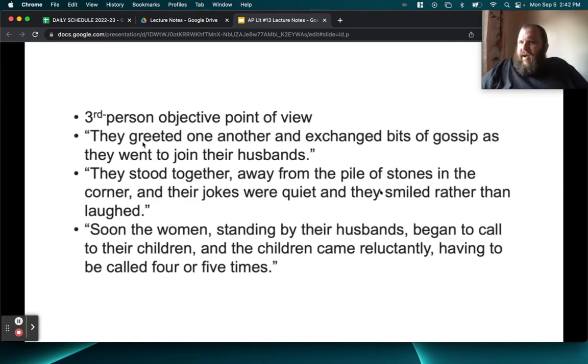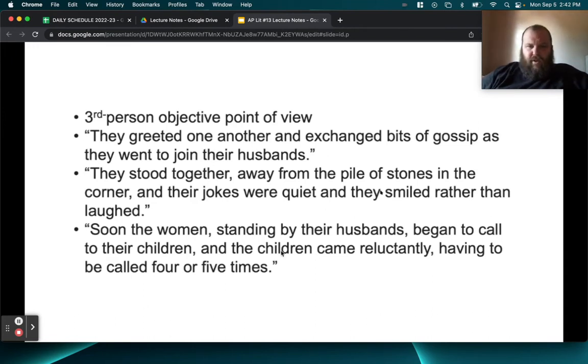Something weird is happening, right? Like in this scene, we may not know exactly what, if we haven't read the story as of yet, but we're picking up on just some weird vibes. Everyone is joking quietly. They smile, but they don't laugh. The women exchange bits of gossip, and then they go to join their husbands. There's a social component to whatever they're doing, but it's not like a big barbecue. They're gossiping a little bit, very reluctantly, very apprehensively, and then going back to their husbands.